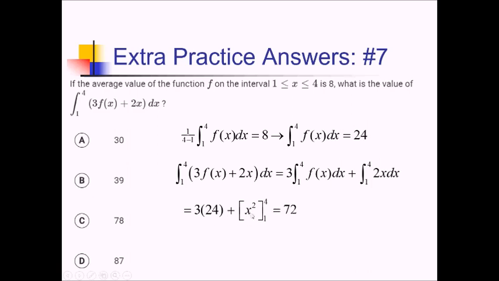And then evaluating x squared from 1 to 4, that's really 4 squared minus 1 squared. So when all is said and done, we have 72 plus 16, which is 88, minus 1 is going to be 87. So that's going to be choice D.